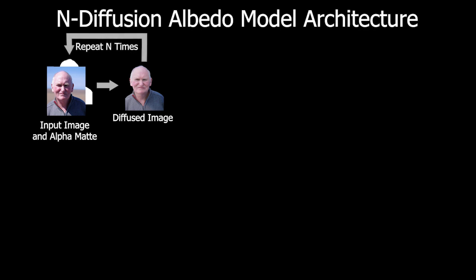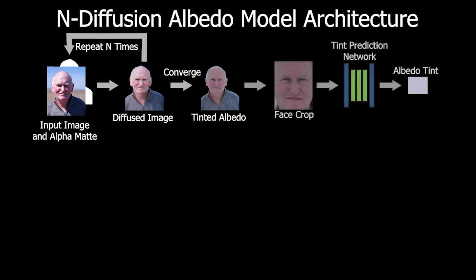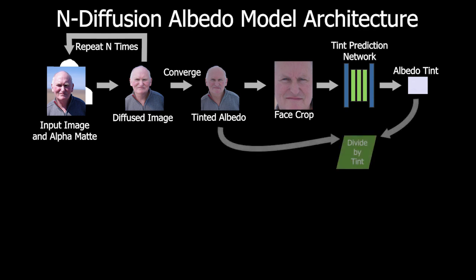This repeated diffusion has the effect of simulating illumination with a constant environment, tinted by the average color of the environment. To account for the tint, we take a face crop of the subject and train a small model to estimate the color of the tint. Once we know the tinting color, we can simply divide the tinted albedo by the color value and obtain the untinted albedo image.